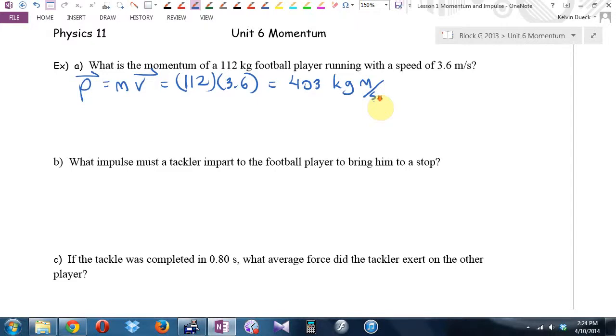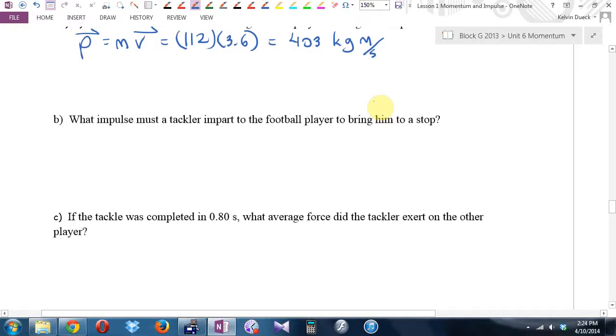How? B says, what impulse must a tackler impart to the football player to bring him to a stop? Now, in our simplest case, we're going to assume this is straight head-on. In Physics 12, we'll look at, for example, ice hockey body checks where you hit somebody at an angle. That's much more difficult. Or curling, where you have collisions and they bounce off of each other at angles, much more difficult. This year, everything's going to be nice and in a straight line. The worst we're going to have to do is let to the right be positive, to the left be negative. So, Manny, what's this question B asking me to find?